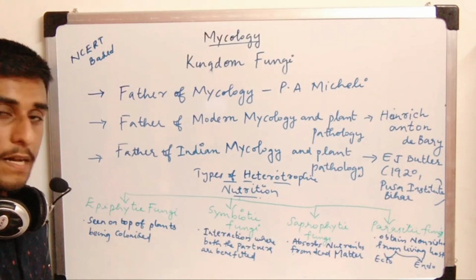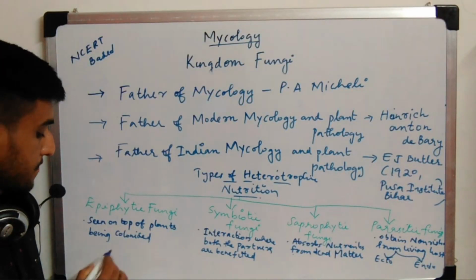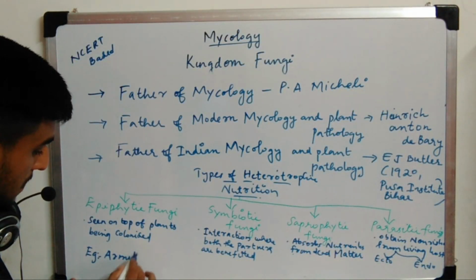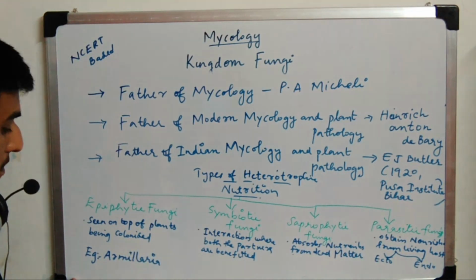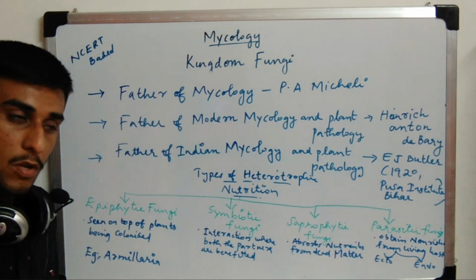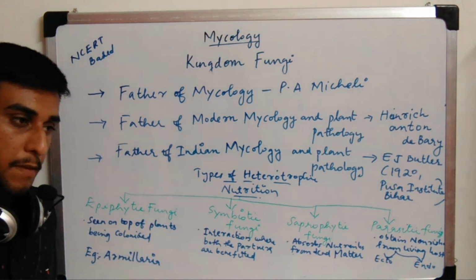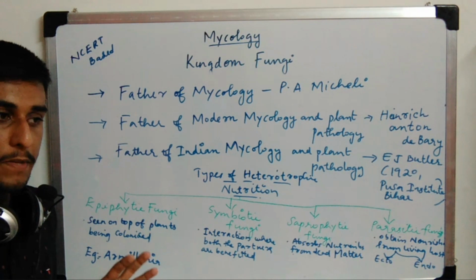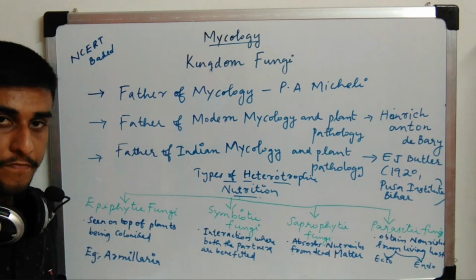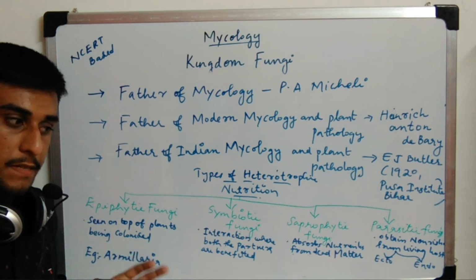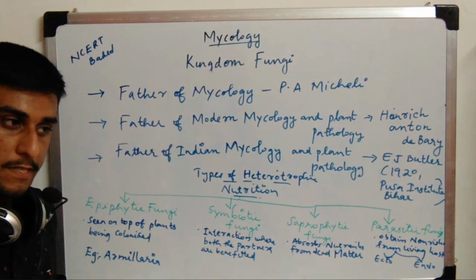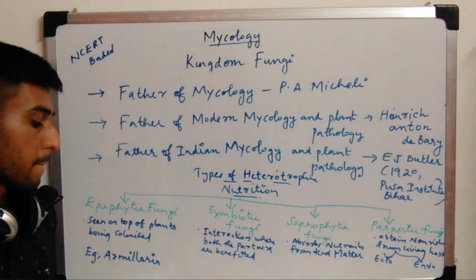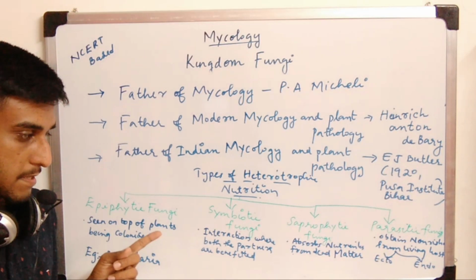So a good example of an epiphytic fungi is armillaria. Armillaria is a fungi which is seen growing on other plants. They make a colony. So in armillaria, what will be the substratum of the fungi? The substratum of the fungi will be the plant, right? What is a substratum? A substratum is a surface, a place where fungi can easily gain their nourishment. Okay, so that is epiphytic fungi. Next is symbiotic fungi.